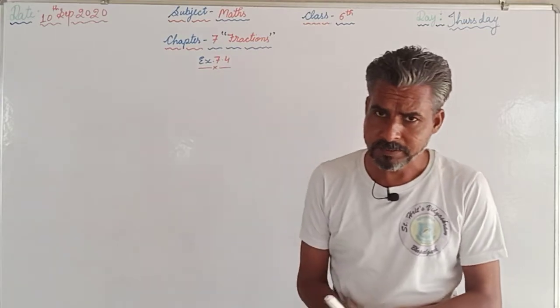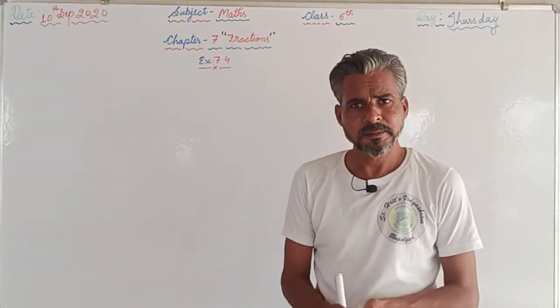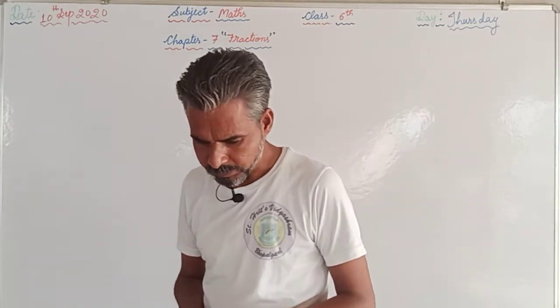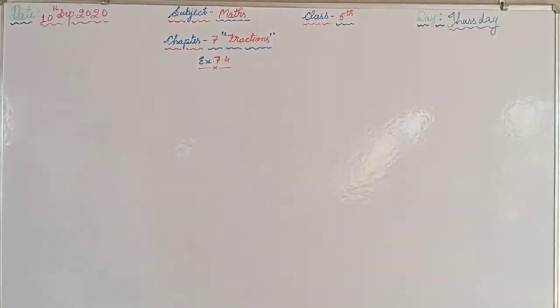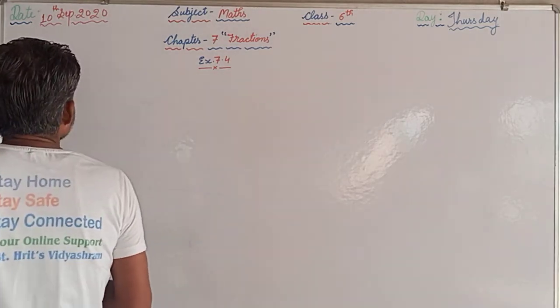This video is for class 6 and the subject is maths, and we are continuing the same chapter, chapter number 7, and the name of the chapter is fractions. In the previous video we started exercise 7.4 and completed the questions up to question number 6. So I told you to try question number 7. Whether you have tried or not, we will take one or two parts from that question.